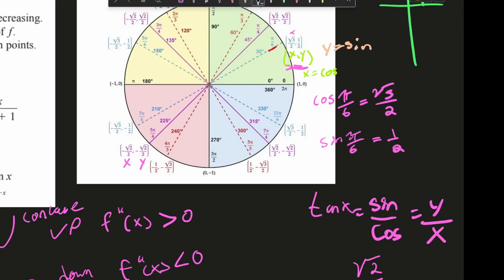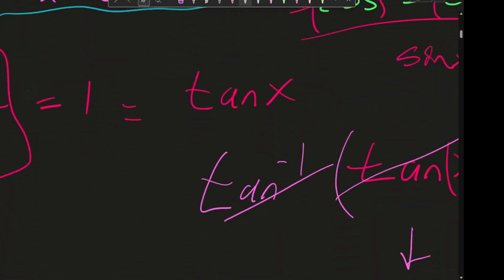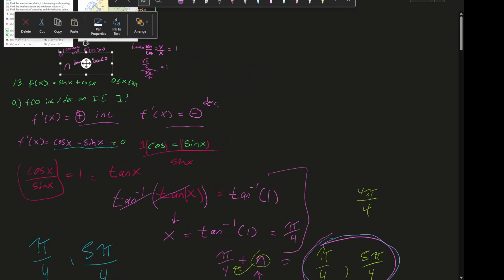So the purple ones are in the other quadrants, 7 pi over 4 and 3 pi over 4, because as you can see, that's x, that's y. Y over x, that's your tangent. These two numbers over each other, one of them's positive, one of them's negative, that'll give you your -1 for your tangent value.